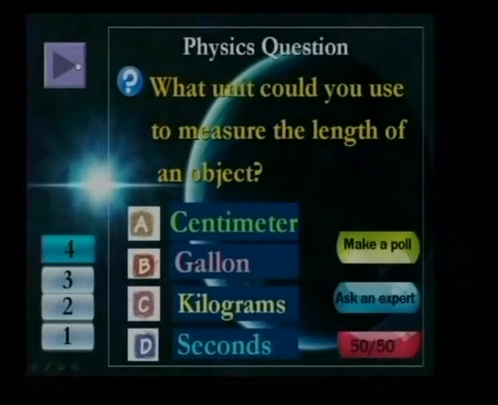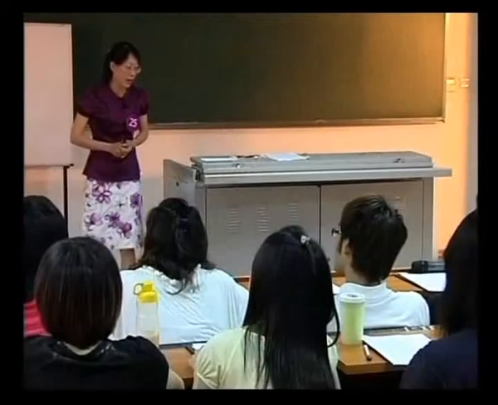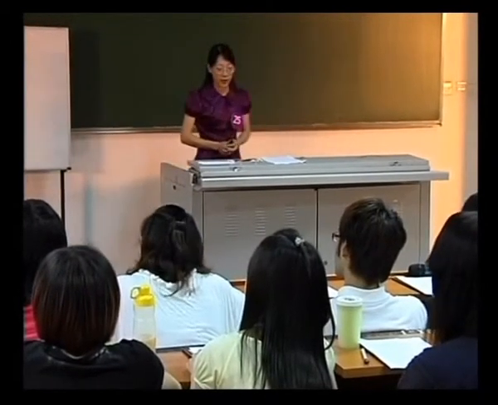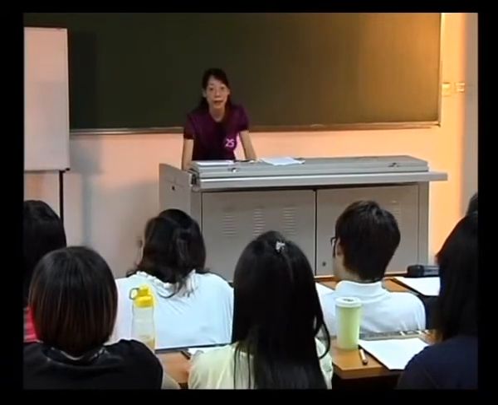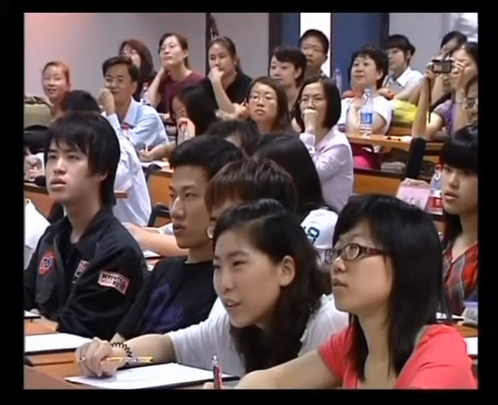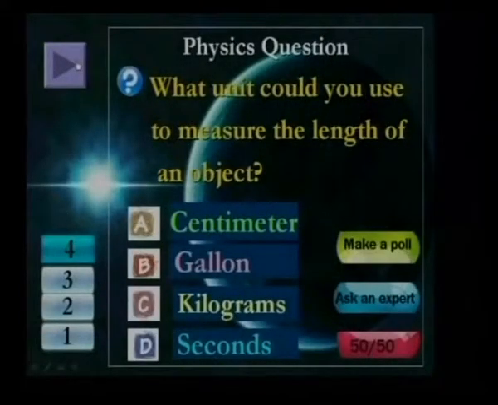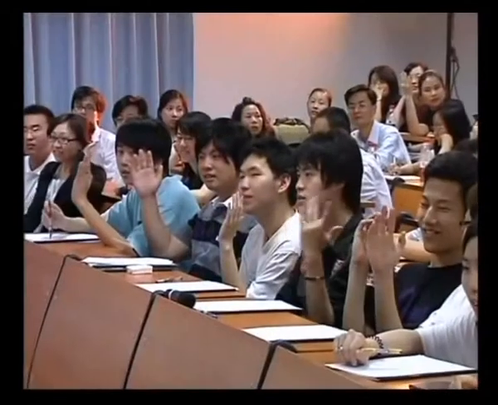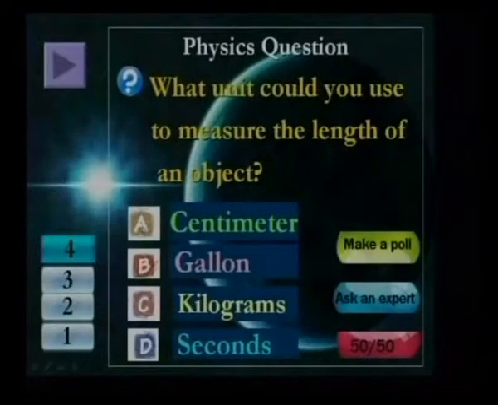It's a physics question. Okay, what unit could you use to measure the length of an object? A, centimeter, B, gallon, C, kilograms, D, seconds. Which one would you have? C? A? Seems that we have different opinions. Would you like to try one of those helpers? Okay, how many of you will have the answer A? How many of you will have the answer C? So, your final answer would be A.